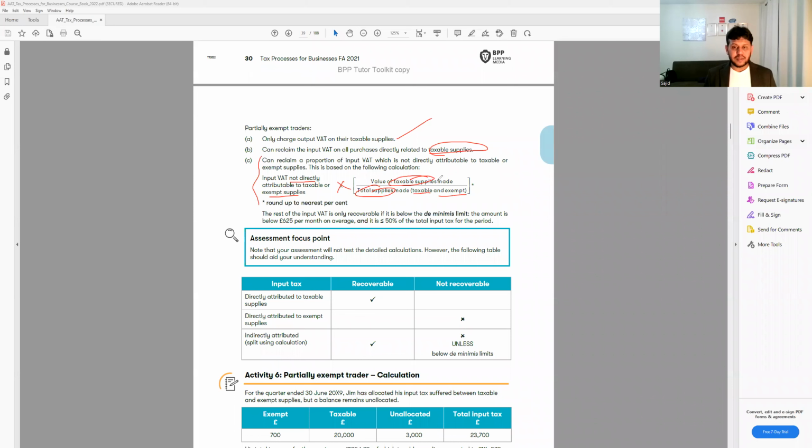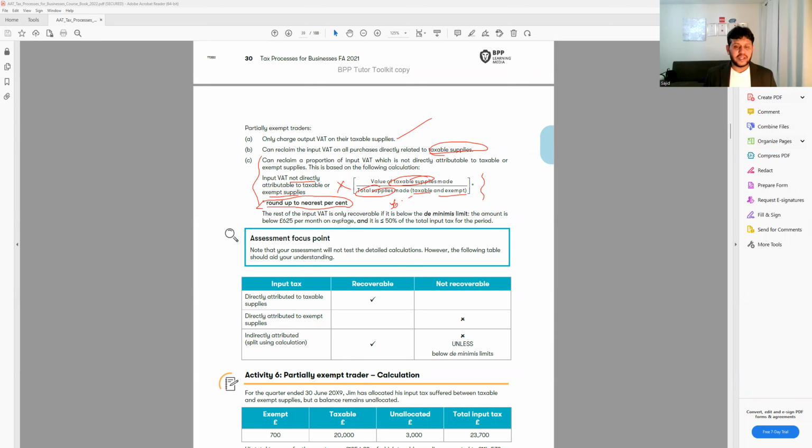And after that, what is the percentage coming here? We have to round up to the nearest percent. For example, if it is something point something percent, you have to round it up. Anyway, we're going to look at how it works.